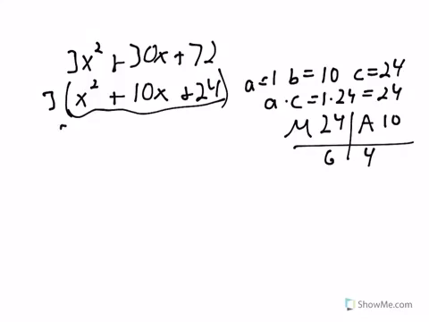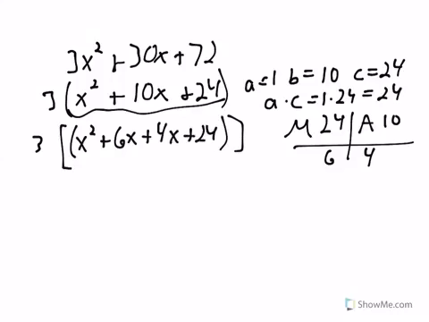Within, I'm going to create some brackets here so we can bring that 3 down and work inside the parentheses. So we're going to rewrite the trinomial. Instead of using the 10, we're going to use the 6 and the 4. So now we have 4 terms. We factor that by grouping.